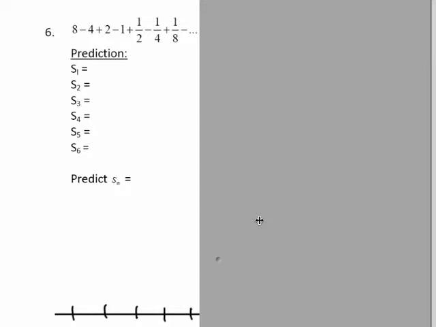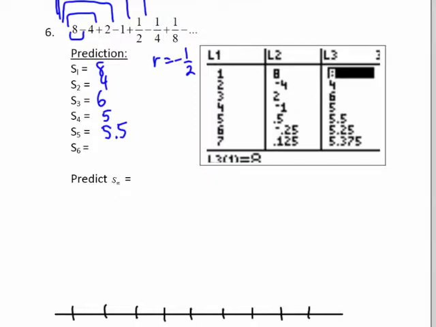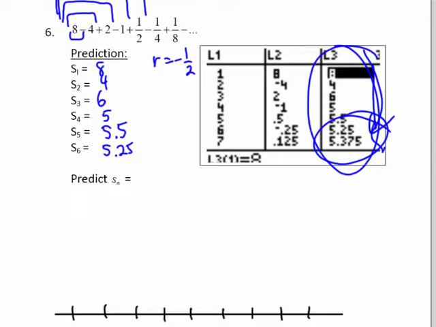Finally, we have an r value of -1/2. And sums: 8. Sum of the first 2 terms, 4. Sum of the first 3 terms, 6. Sum of the first 4 terms, 5. Sum of the first 5 terms, 5.5. My calculator gives me the sum for more terms, 5.25, 5.375. It looks like we're approaching something in the neighborhood possibly of approximately 5.3.